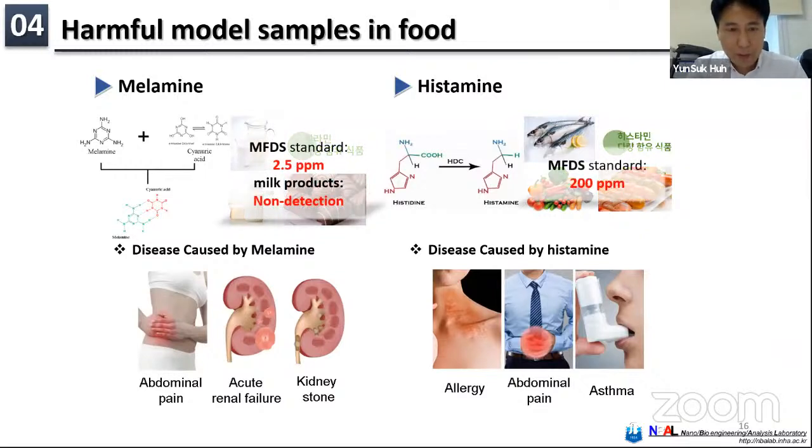In Korea, the Food and Drug Administration, and also worldwide, commonly cut off the melamine concentration level at 2.5 ppm, and for the histamine sample, less than 200 ppm is allowed in foods. But over 200 ppm histamine, the food is spoiled. So don't eat it, because it's harmful for your body.